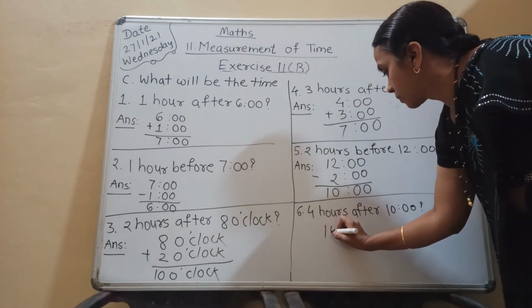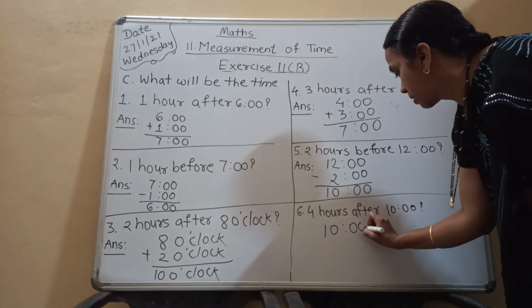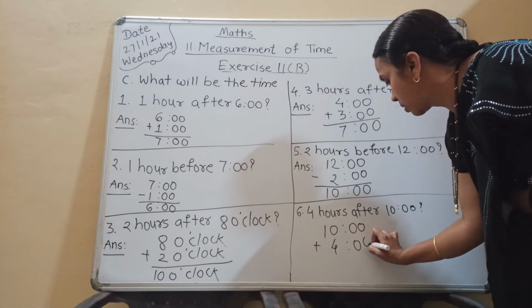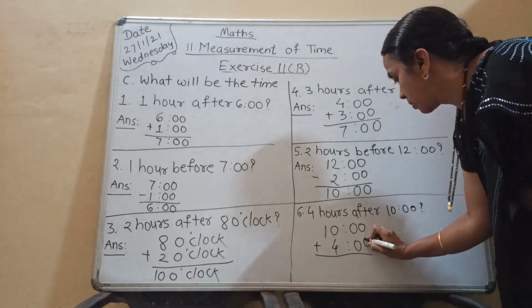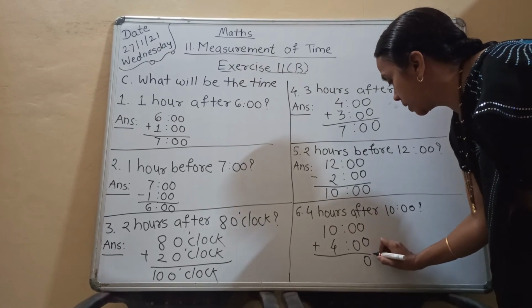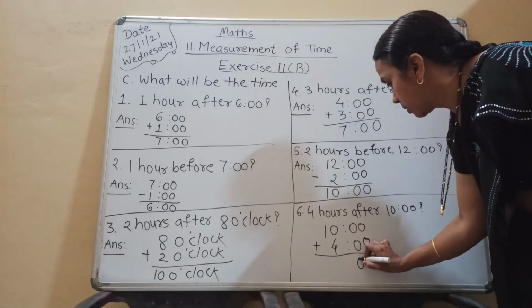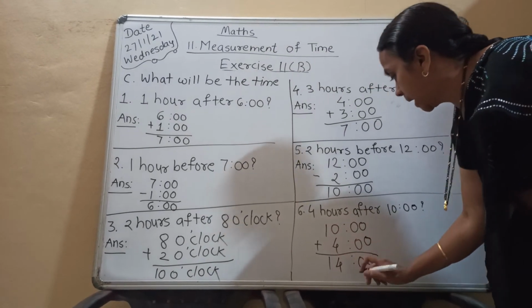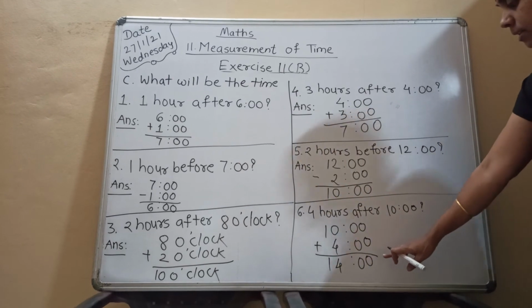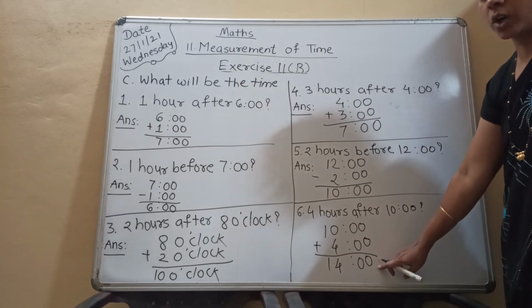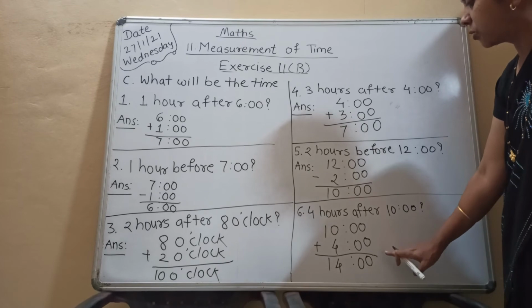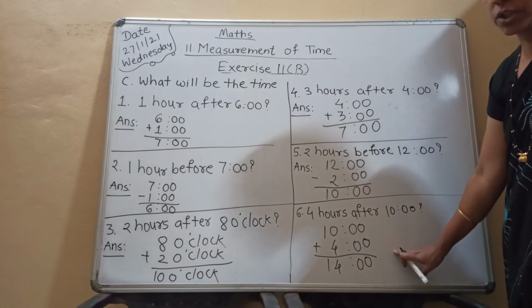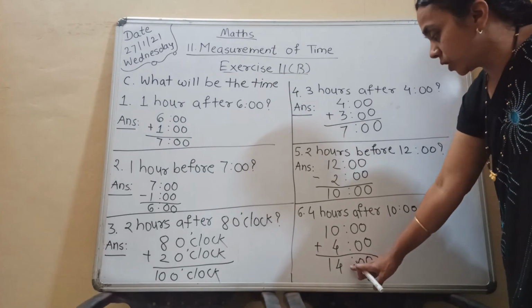So 10 plus 4. 0 plus 0, 0. 4 plus 0, 4. This one as it is. See, what is the answer? 14. But in our watch, how many hours are there? 12 hours. So 12 plus 2, how much? 14. So what is our answer?